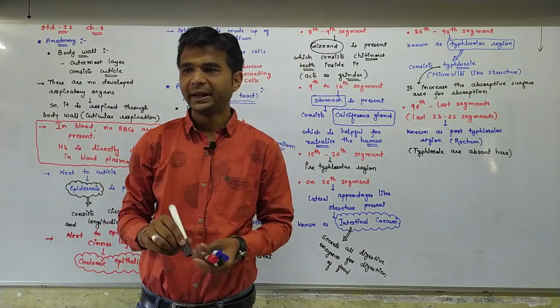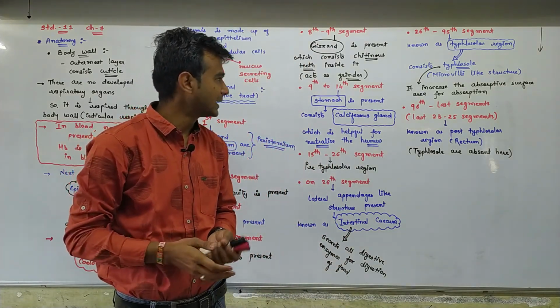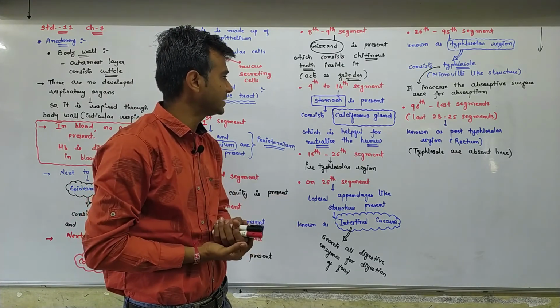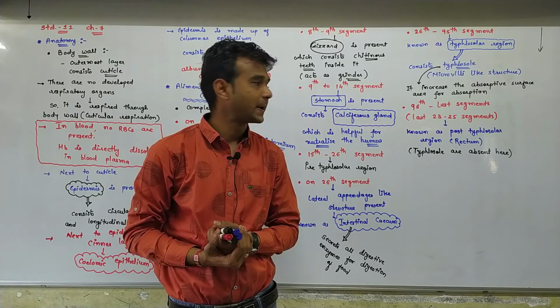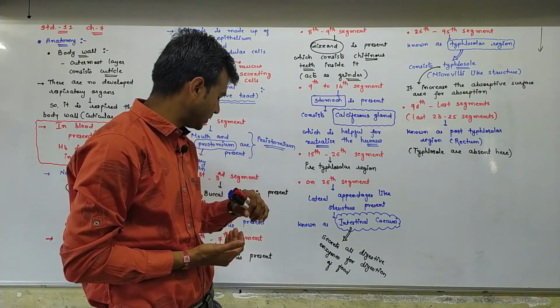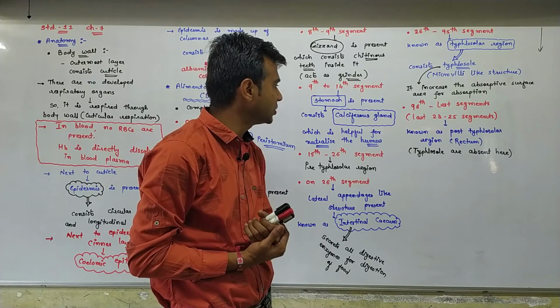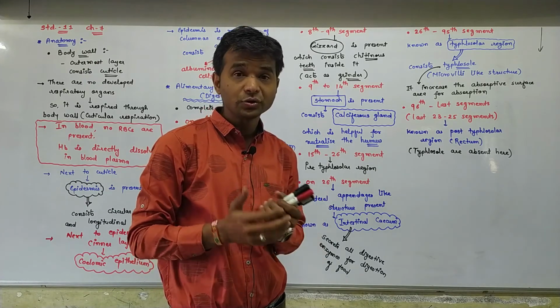See, the 96th to the last segment, or another way we say the last 23 to 25 segments, this region is known as the post-typhlosolar region. It is also known as the rectum.